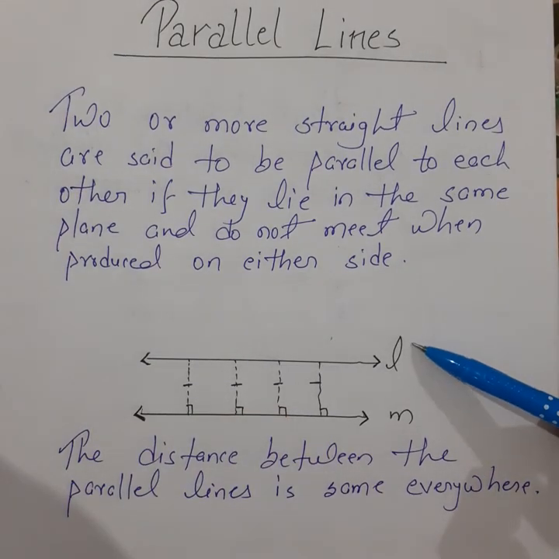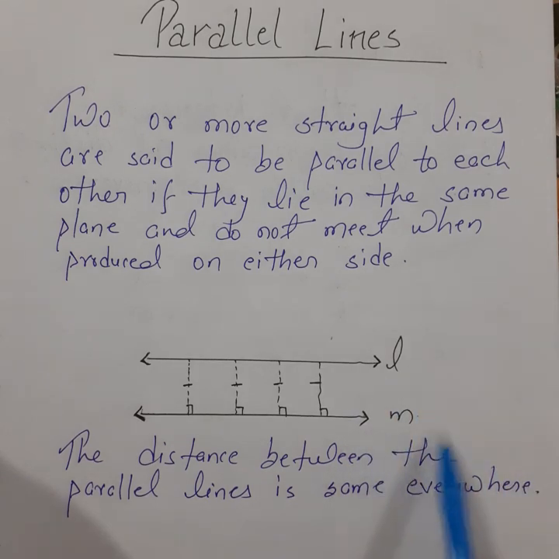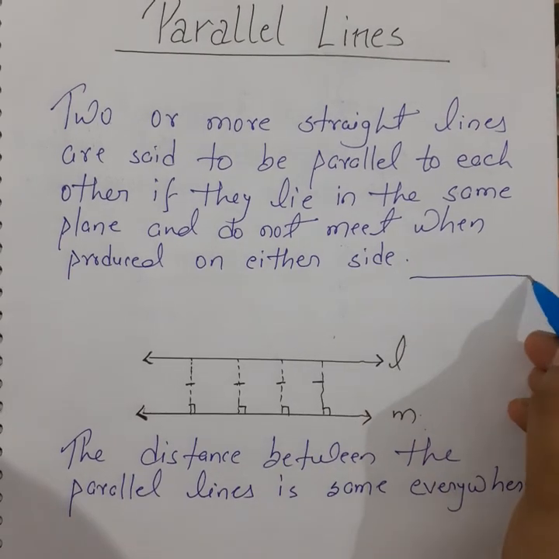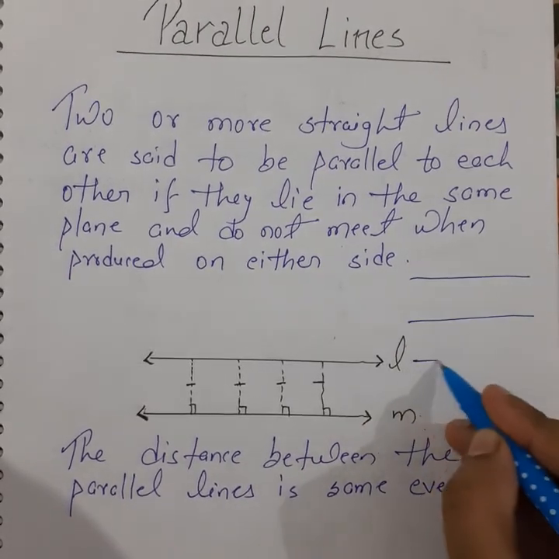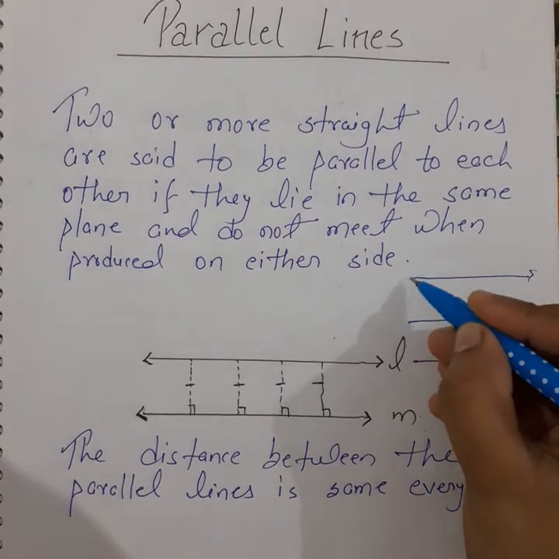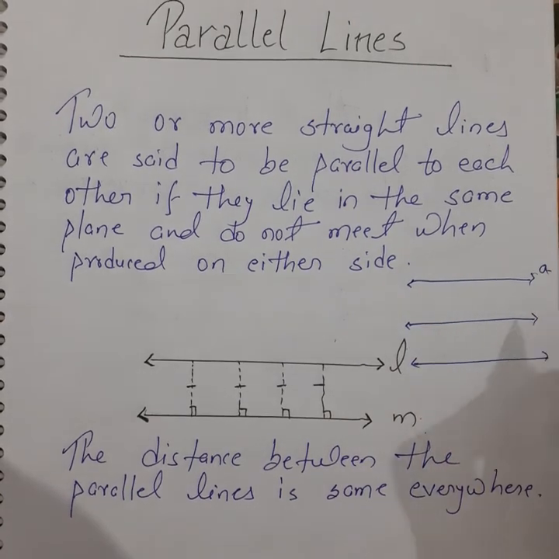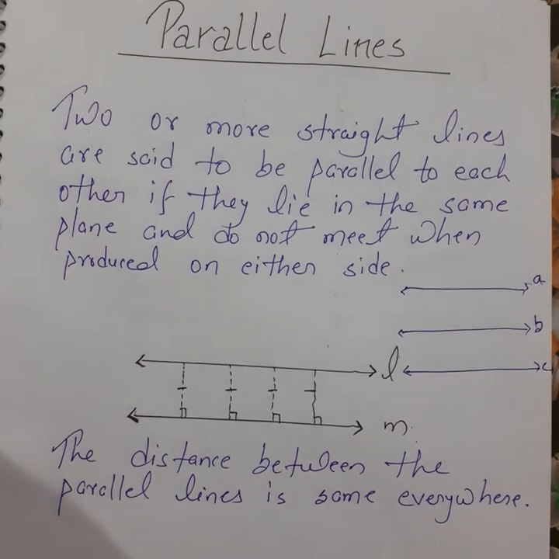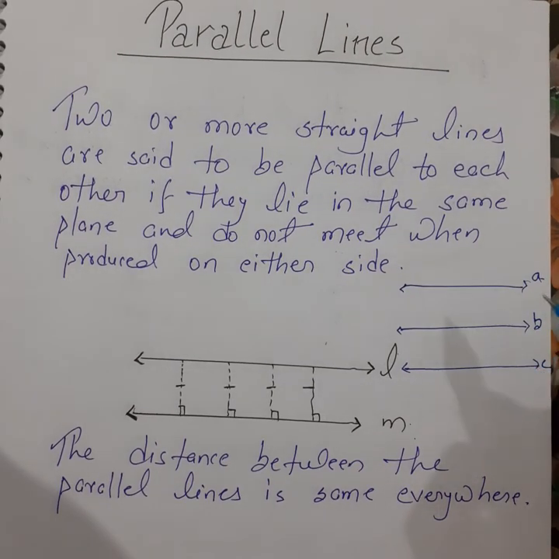Here we have two lines L and M. When we produce the lines L and M in any direction, they never meet each other. So we can say that L and M are parallel to each other. Any two lines or more than two lines that never meet each other are called parallel lines. Here I draw three lines A, B and C, and we see the lines never meet each other when produced in any direction.